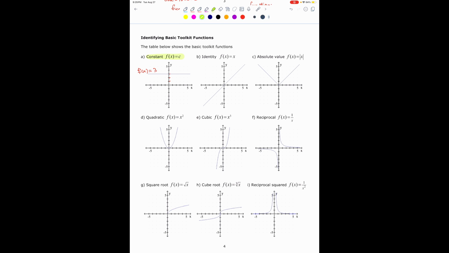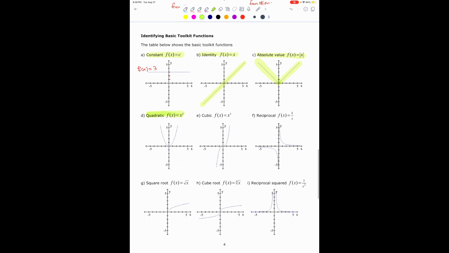The next function is the identity function, which is basically this line right here. This is the identity function where f of x is equal to x, or x is equal to y, because f of x is equivalent to y. The absolute value function, f of x equals the absolute value of x, which is the V shape. This is the famous V shape. The quadratic, we had to deal with the quadratic before. So this is the quadratic function, f of x equals x squared. It has to have the x squared term, and it looks like a parabola like that.